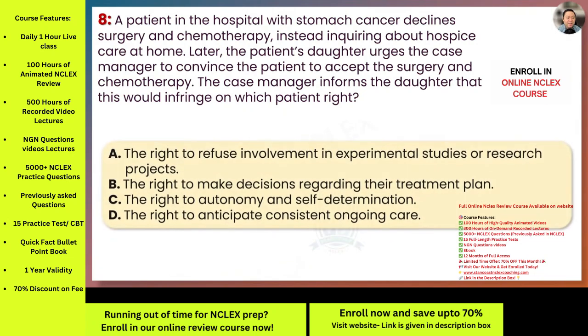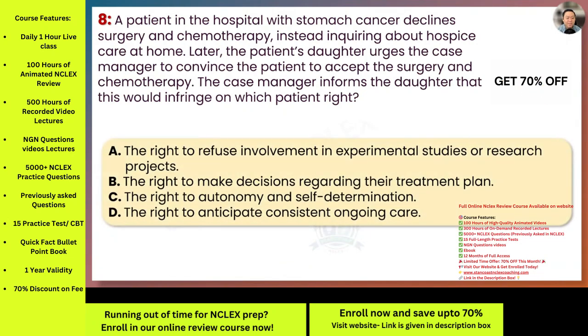Options. A, the right to refuse involvement in experimental studies or research projects. B, the right to make decisions regarding their treatment plan. C, the right to autonomy and self-determination. D, the right to anticipate consistent ongoing care.